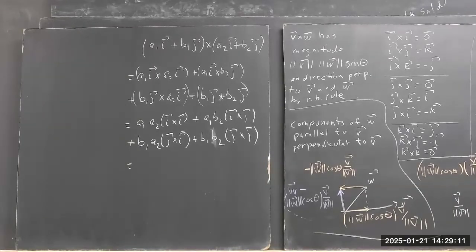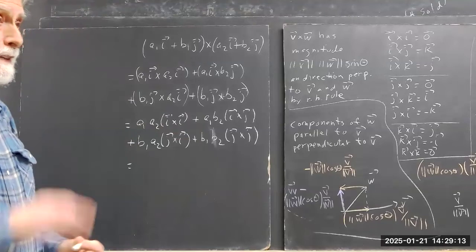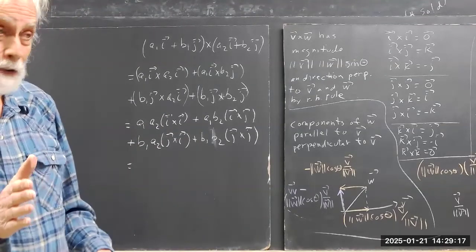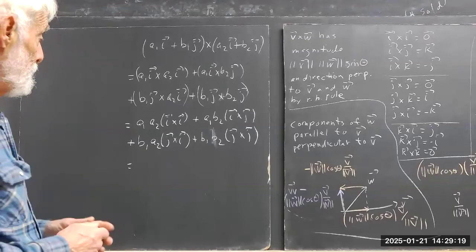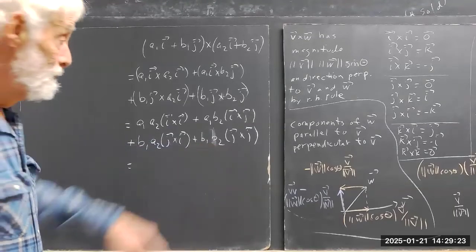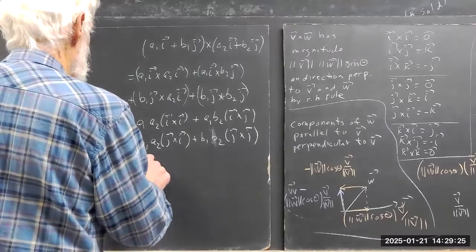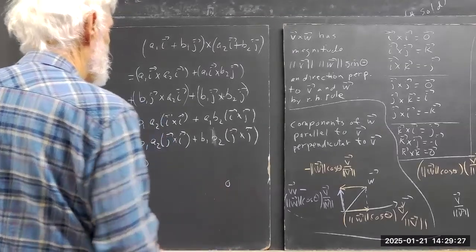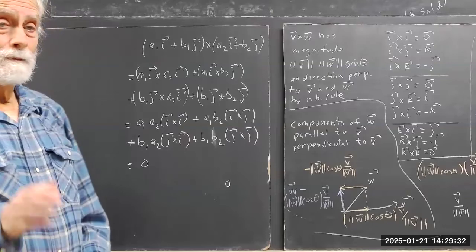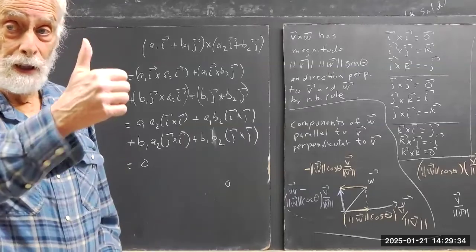Okay, so somebody want to tell me what I cross I is? 0. Okay, because I is in the same direction as I, you can't turn anything. So does J cross J. So we're going to have 0 here and 0 here. What's I cross J? Well, I cross J is K.